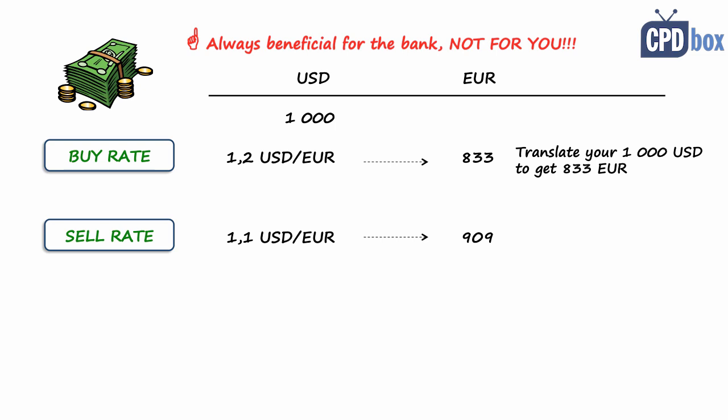On the other hand, if you have to pay $1,000 to someone, but you have just euros, how much do you need to pay to the bank to get US dollars? Well, the higher amount, 909 euros. So you translate your liability of 1,000 US dollars with the sell rate of 1.1, and that would be 909 euros.